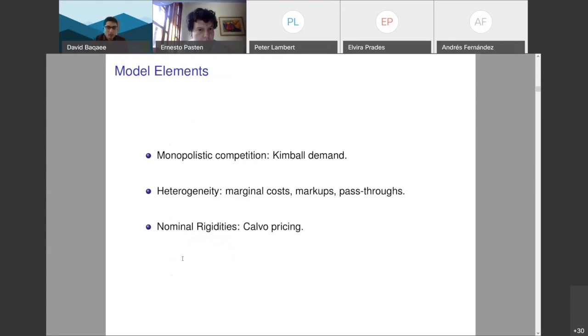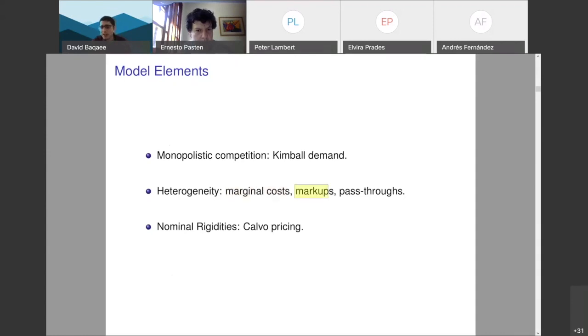Great. So what are the model elements? As I mentioned, we're going to have monopolistic competition, but the key is that we're going to deviate from CES. We're going to do it via Kimball preferences, which is a generalization of CES. And then we're going to have heterogeneity in the productivity of the firms in the economy, so their marginal costs are going to vary.